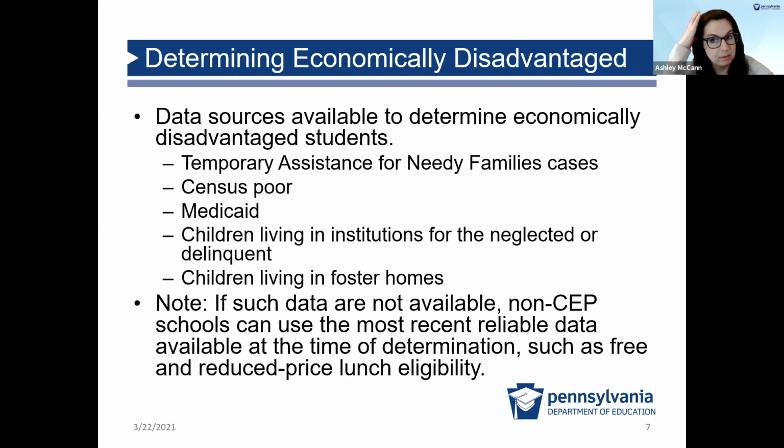Some data sources that are available to determine economically disadvantaged students are TANF cases, census poor, Medicaid, children living in institutions for the neglected or delinquent, or children living in foster homes. If this data is not available, non-CEP schools can use the most recent reliable data available at the time of determination, such as free and reduced price lunch eligibility. The reason CEP schools cannot use this is because all students get free lunch.